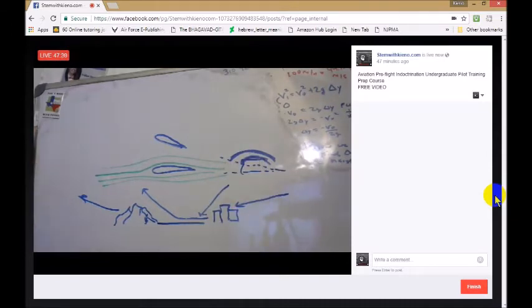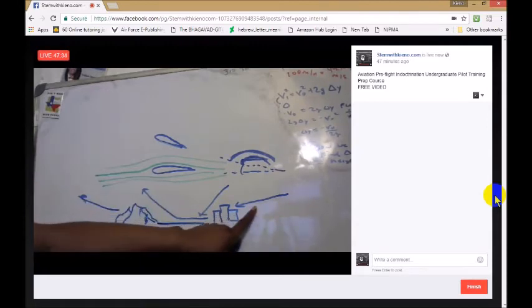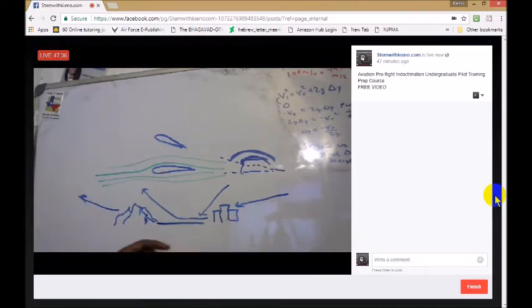Without slats and flaps, our approach path would have to be like this, and we can't do that because we have buildings there. Or our departure path would be like this. We can't do this because we have mountains on this side.